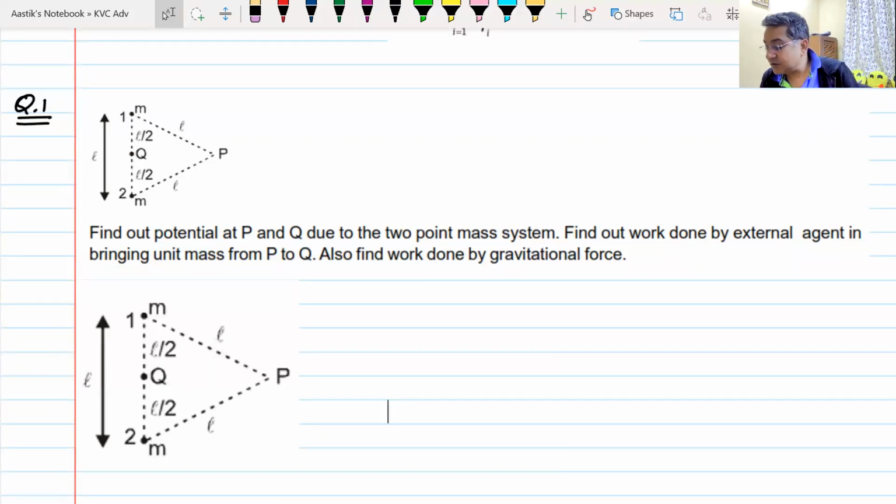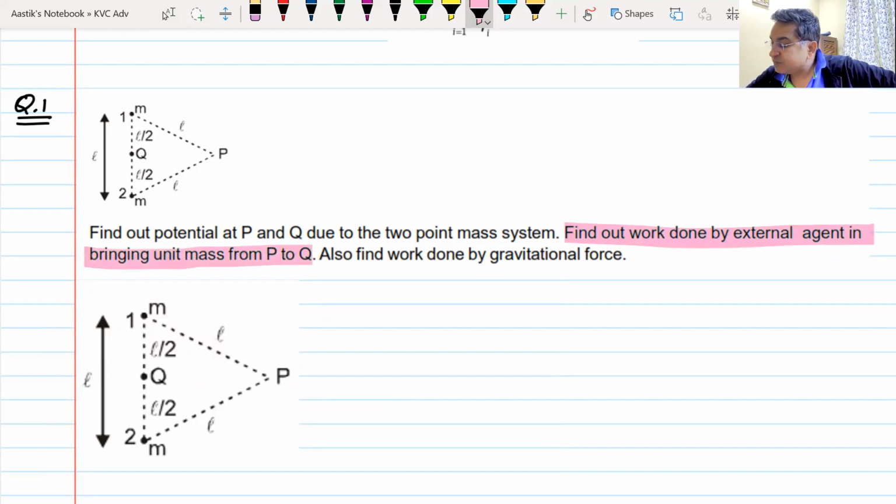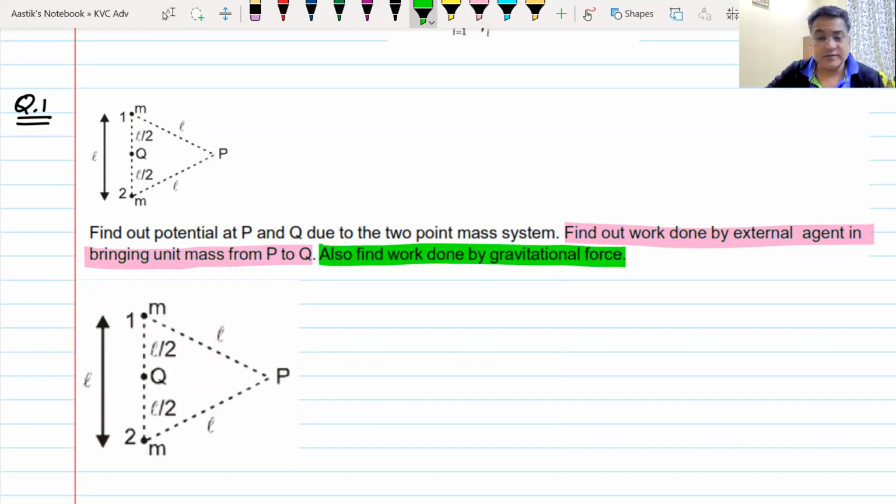The first question is you have to find the potential at points P and Q due to the 2 point masses. Then the next question is to find the work done by an external agent in bringing a unit mass from P to Q. The third question is to also find the work done by gravitational force. I'll give you 2 minutes. Think about this and give me the answer.